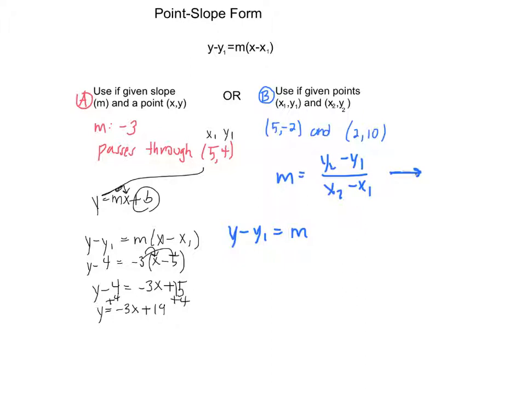So that m value will go here, and then x minus x sub 1. We will choose one of these points. Say we have 5, -2 as x sub 1, y sub 1. And then we just plug it in like we did in the last problem.